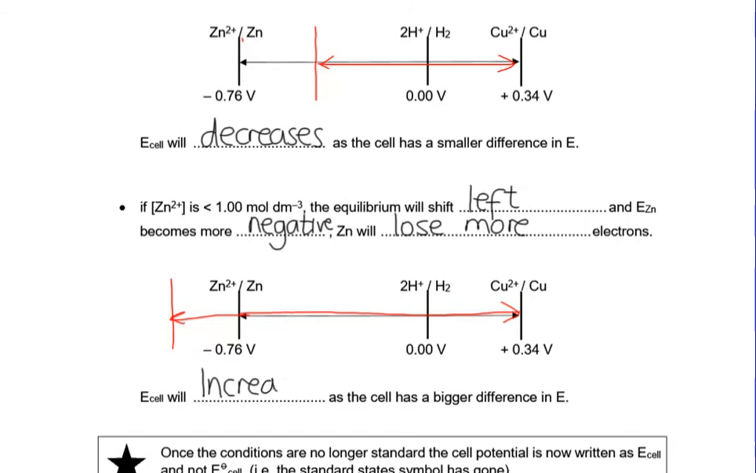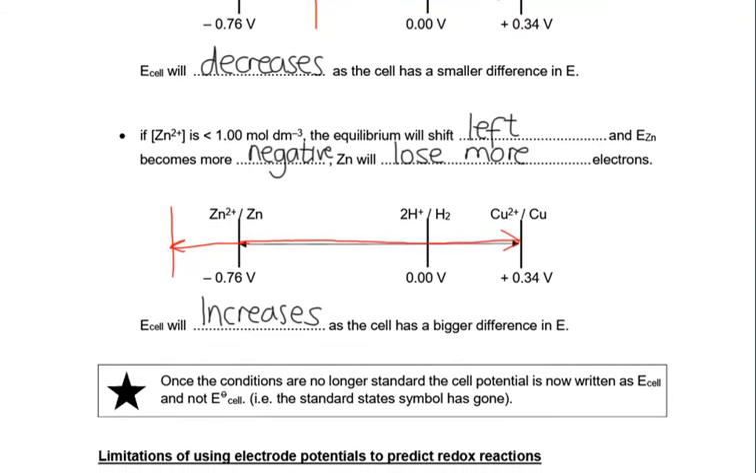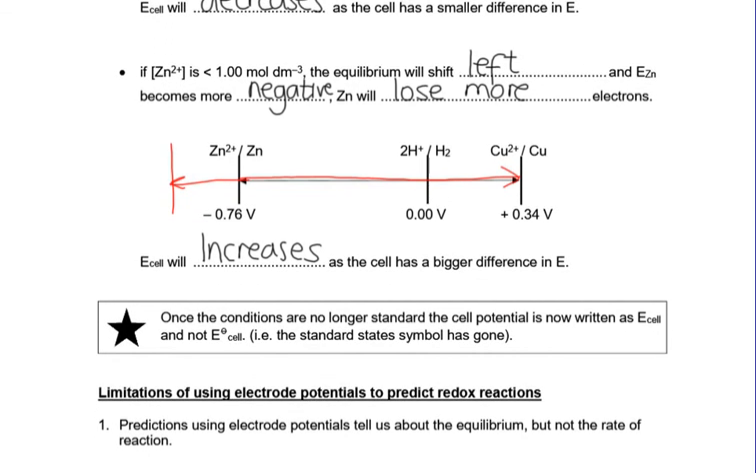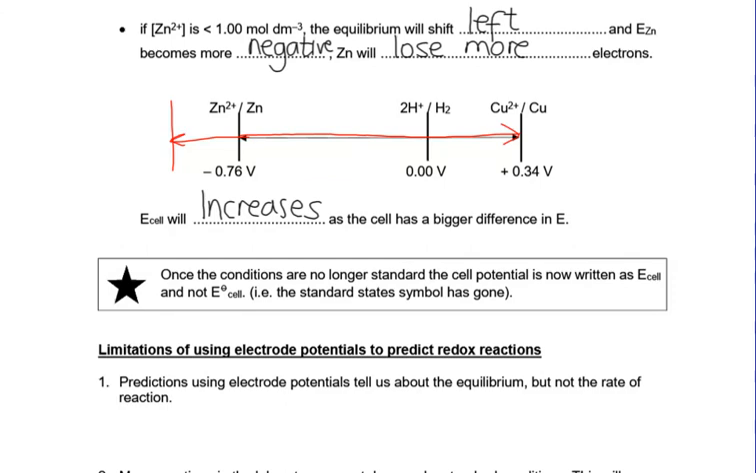So using this number line can really help you, but you do need to remember that the thing on the left loses electrons and the thing on the right of the cell gains electrons. So answers need to be relative to those principles. Notice that once we have changed the conditions, we're not now under standard conditions, so the standard state symbol sign has gone.